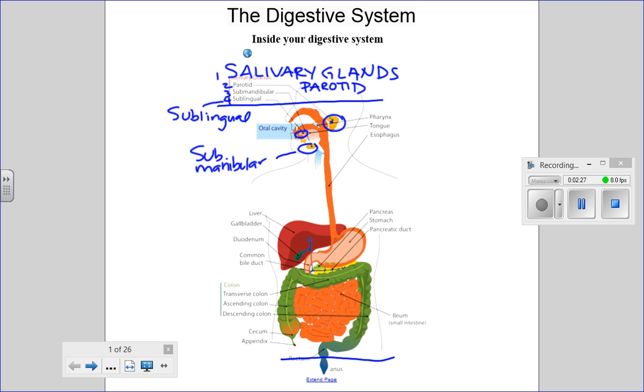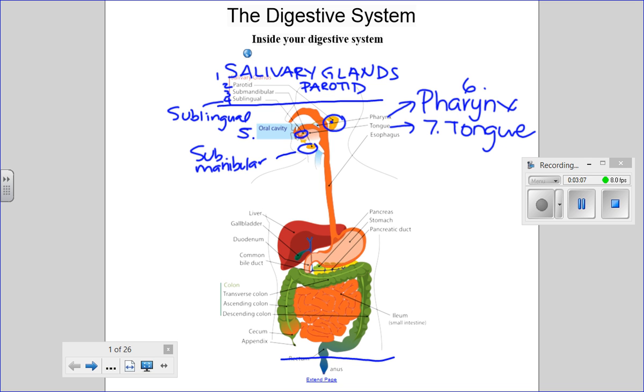Now, number 5 on your sheet is the oral cavity. If you want to use a more everyday man's word, it is your mouth. And in your oral cavity, you will find a couple of things that we will talk about. You will find your pharynx. That's number 6 on your diagram. And you will find your tongue.